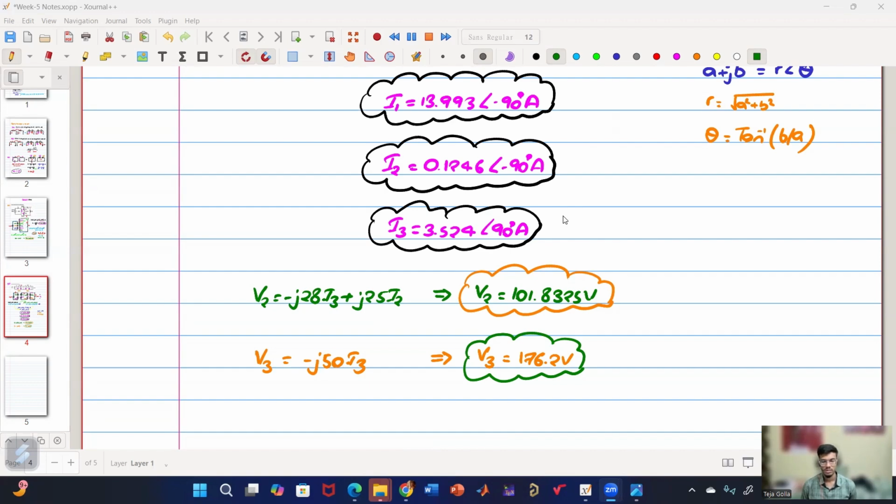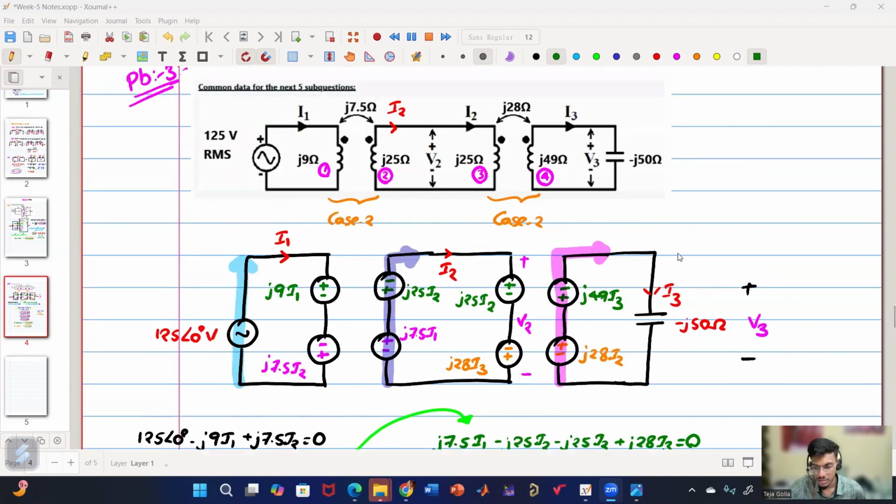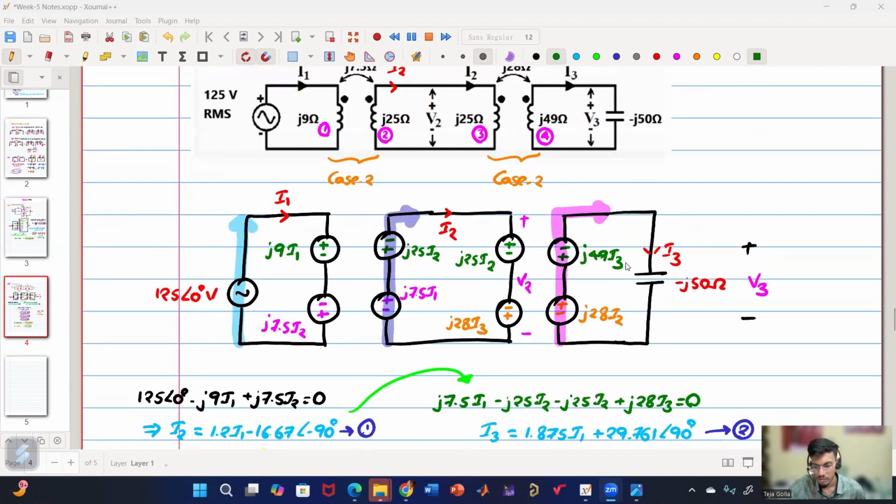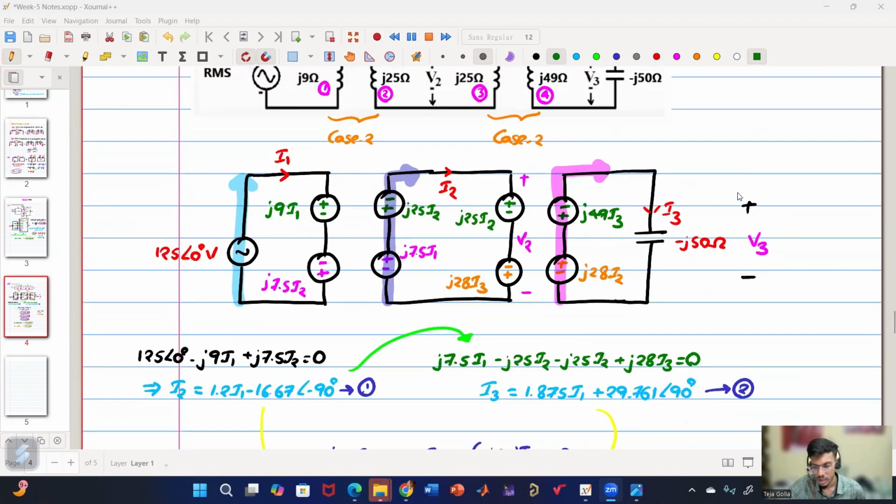Sir, I think V3 is minus of minus J50 into I3, because this is plus and this is minus. Forget about this. Instead of minus J50, say it is Z. So now what will be V3 in terms of Z and I3? I3 into Z, right? Because the top terminal is positive and the bottom terminal is negative. Say the impedance is Z. So now V3 will be Z into I3. Now if you substitute Z, it will be minus J50 into I3.